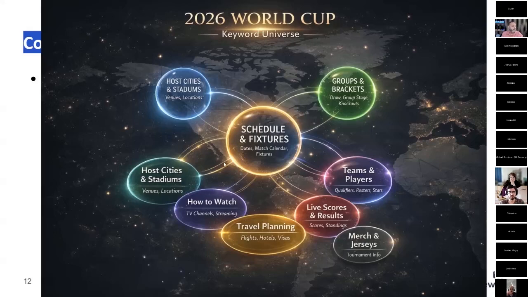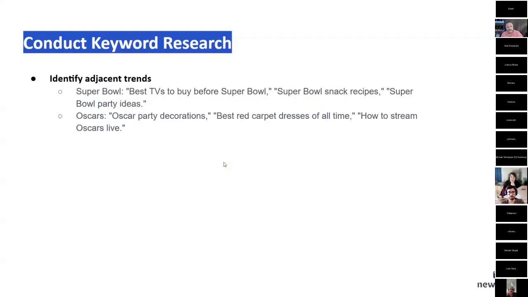Okay, now let's go next. Okay, so we did the keyword research and we grouped them together.